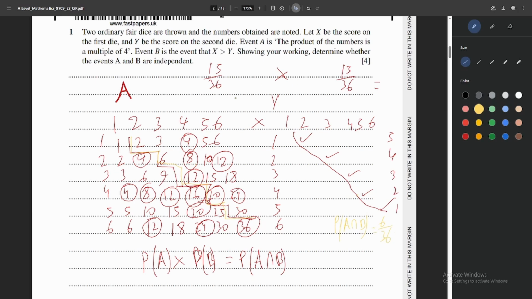Okay, now let's multiply these two numbers, 15 by 36 into 15 by 36. Let us simplify this. Both of them we divide by 3, so 5, and 36 divided by 3 is 12. So this is 5 by 12 into 5 by 12, which equals 25 by 144, and this one is 1 by 6. We can check in the calculator, but these two will not be equal. Since they're not equal, that means they're not independent.